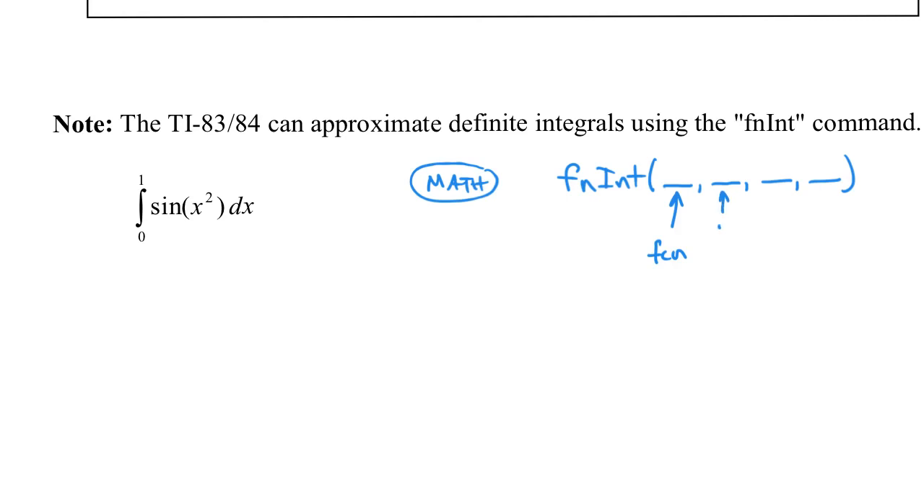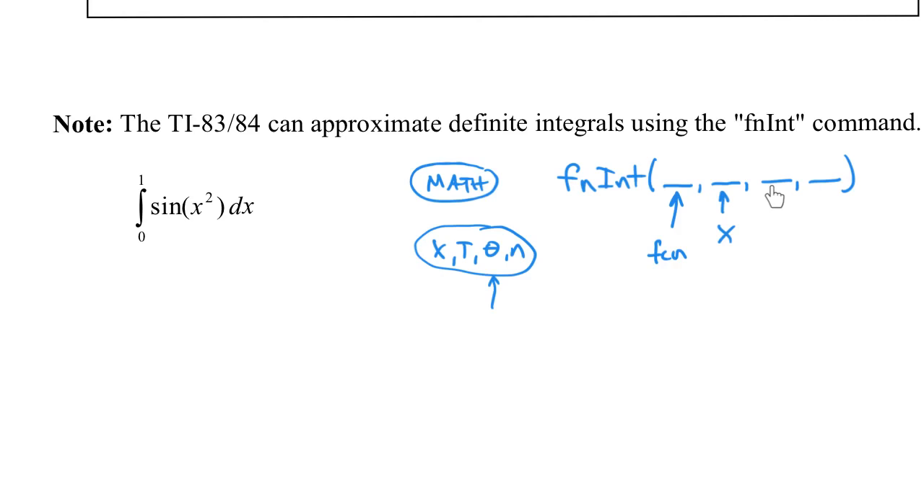This is always x. And you can get that x by pressing the button that says x, t, theta, n. There's a button on your calculator that says this. It is right below the mode button. On the top row of your buttons, it says second, mode, and then delete. Right below the mode button is this. You can press that to get this x.